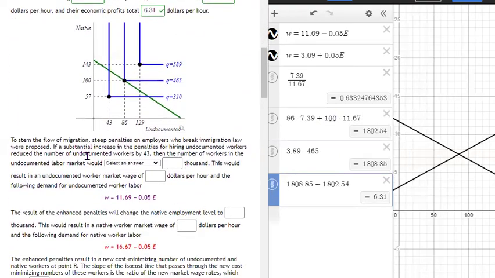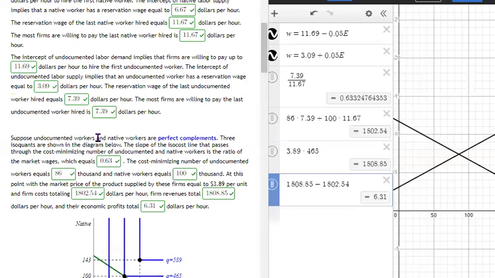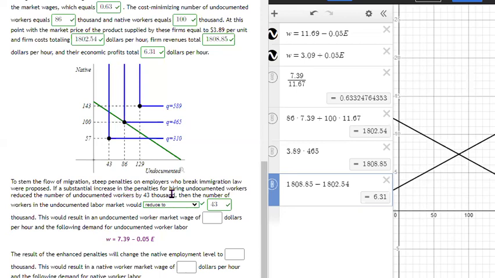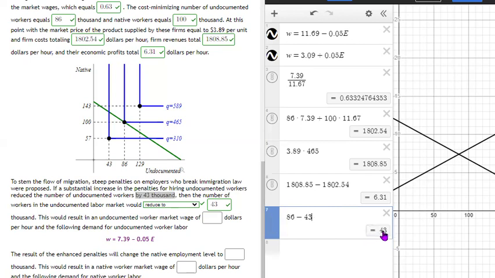To stem the flow of immigration or migration, steep penalties on employers who break immigration law were proposed under this law here. Suppose a substantial increase in penalties for hiring undocumented workers reduced the number of undocumented workers by 43,000. The way I got this is I took the 86,000 and subtracted off the 43,000, and I got 43,000. So the number of workers in the undocumented labor market would reduce to 43,000. This would result in an undocumented worker market wage of what?